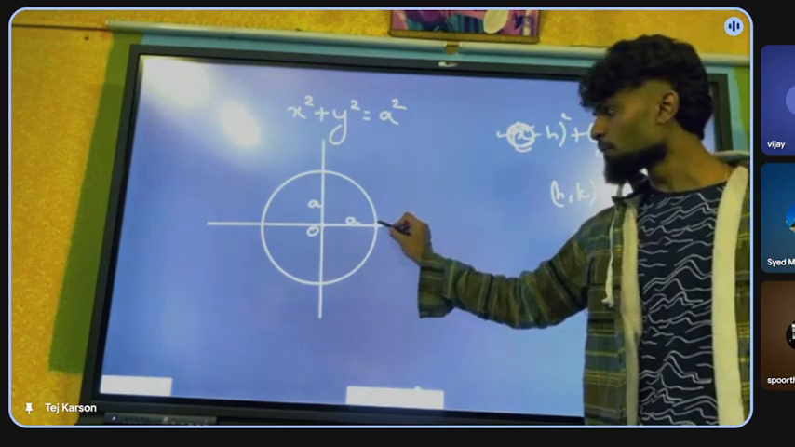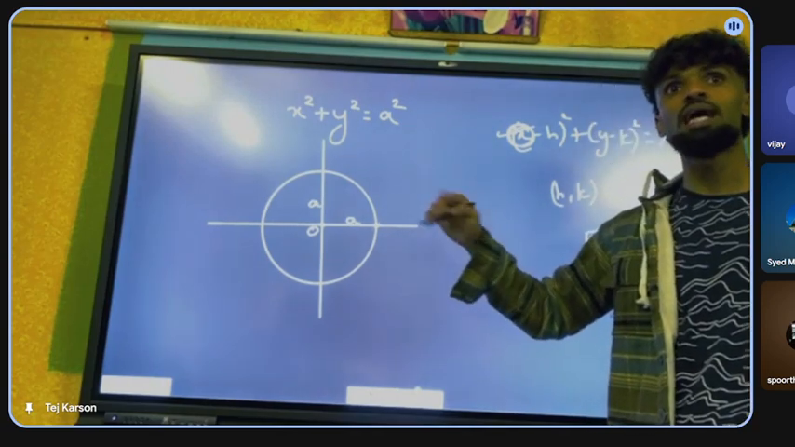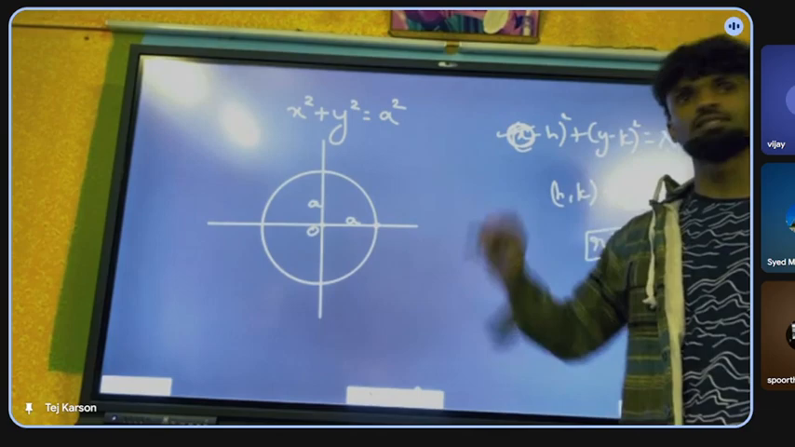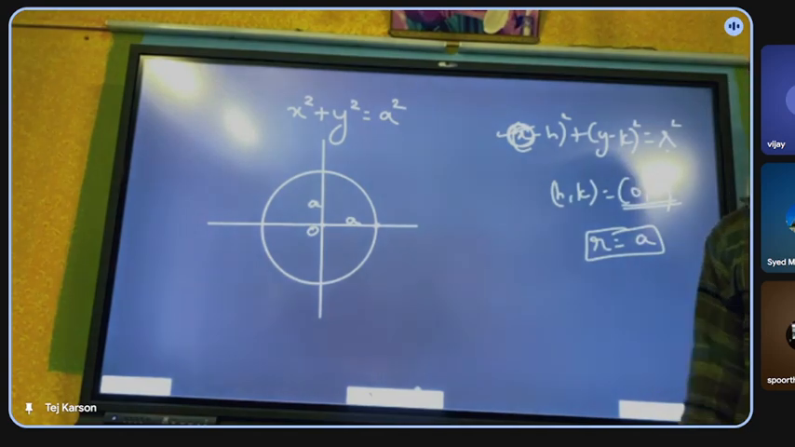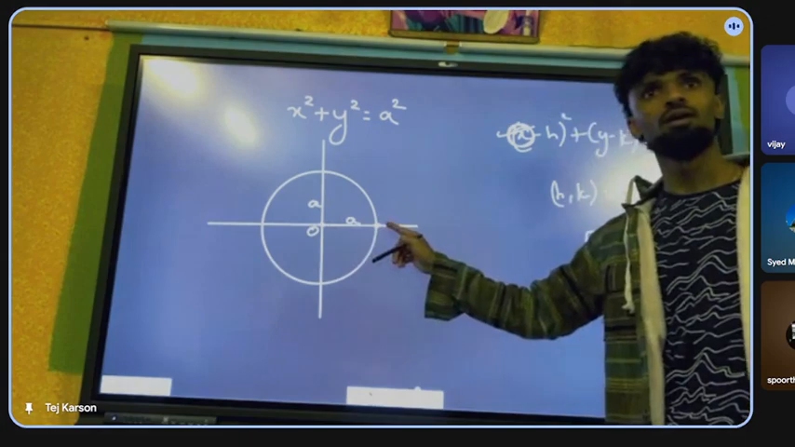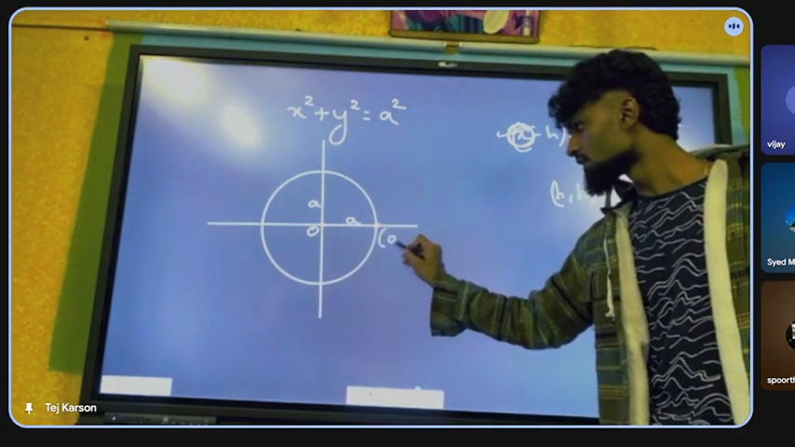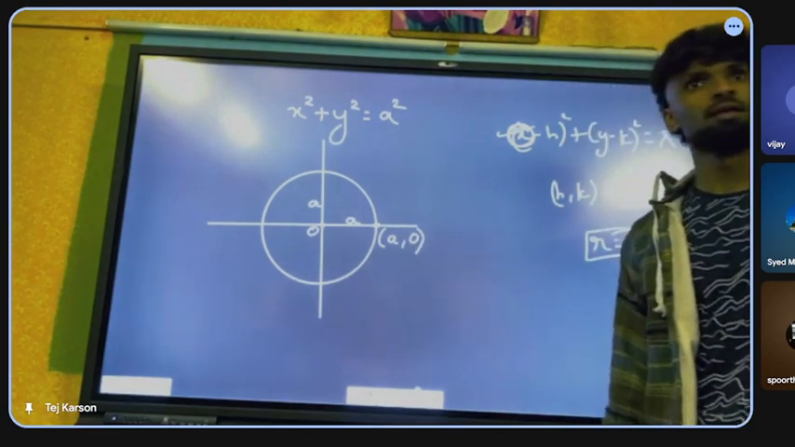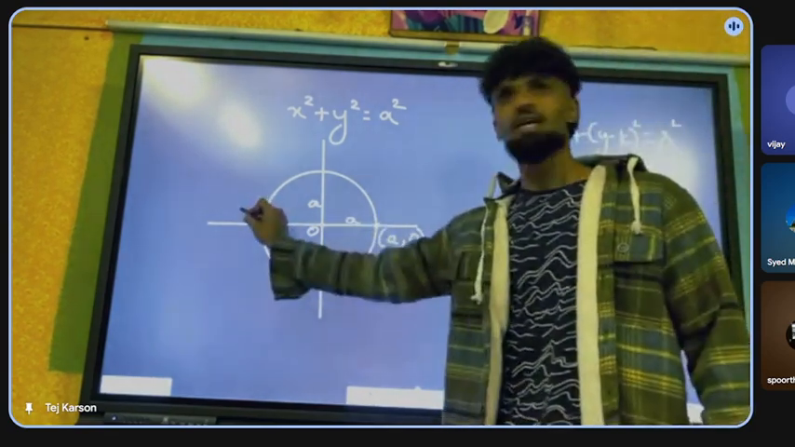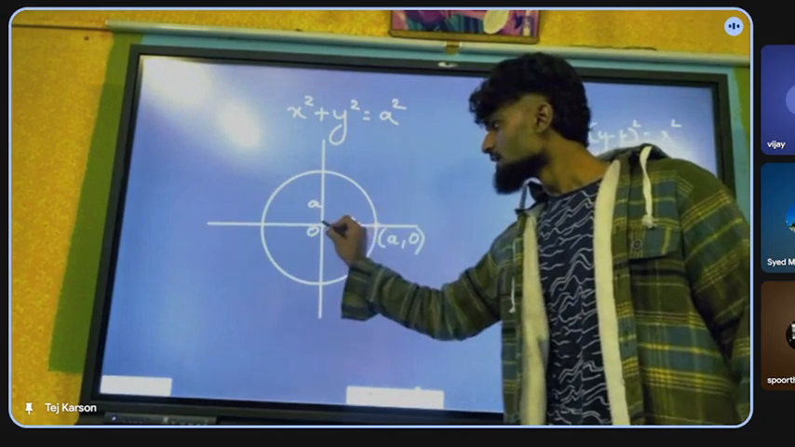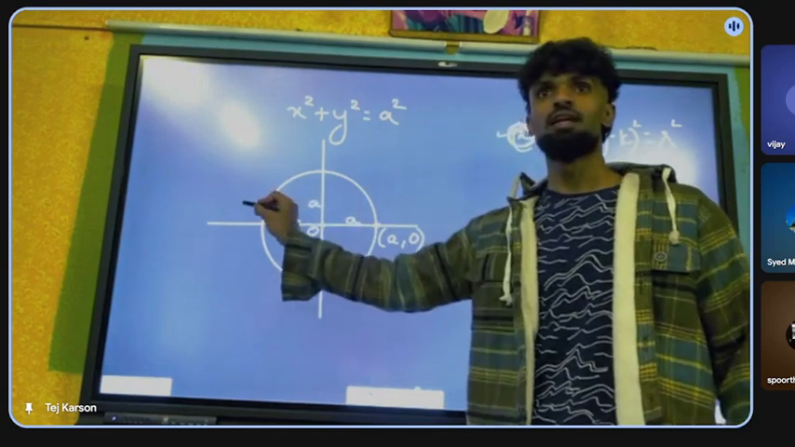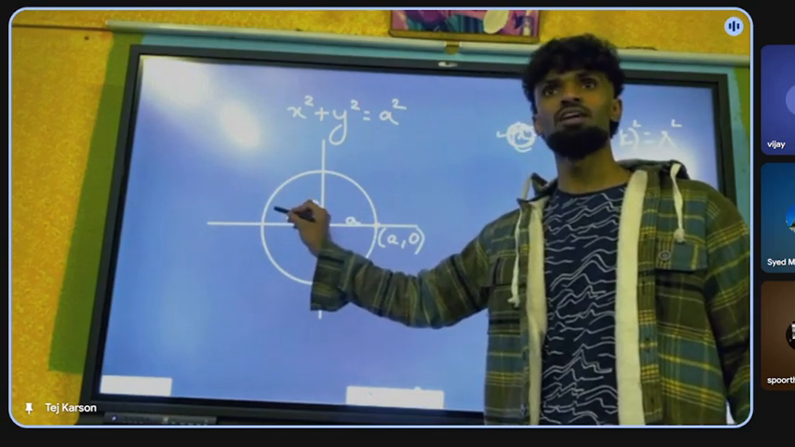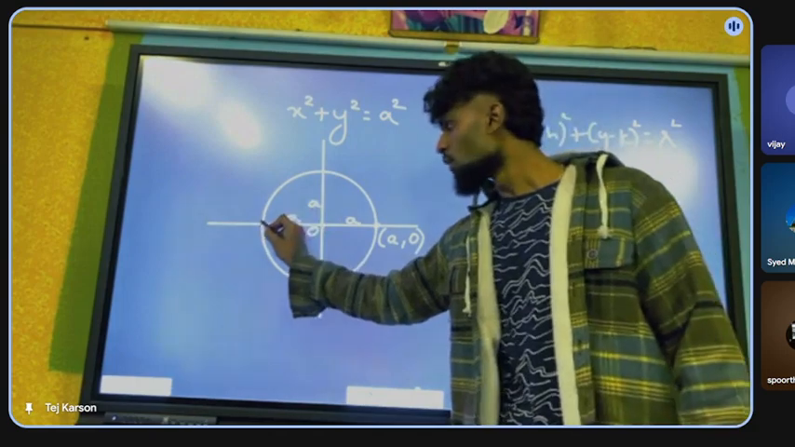This point, whatever I marked right now, is on which axis? X axis or Y axis? X axis. Any point on the x axis is represented by a comma 0. What is the distance covered? a. So can I write this point as a comma 0? Yes or no? I'll go this side. If this distance is a, this distance is also a, but it's on your left side. Left side meaning x axis becomes negative or positive? Negative. So what is this point?